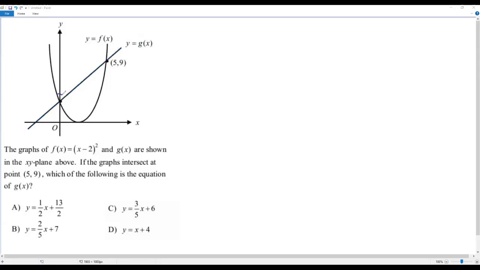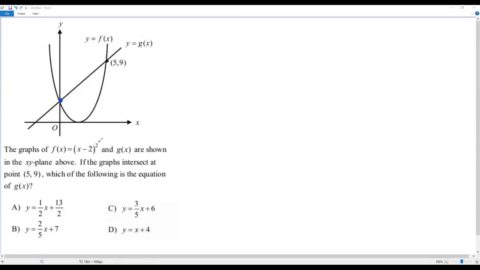Okay, here let's consider the y-intercept of the parabola. That is the point where the parabola intersects the y-axis. Actually, this is the y-intercept of the parabola and the line as well, because the parabola and the line intersect at the y-intercept. Okay, now to get the y-intercept of the parabola, I have to plug in x equals 0 into the equation of the parabola.